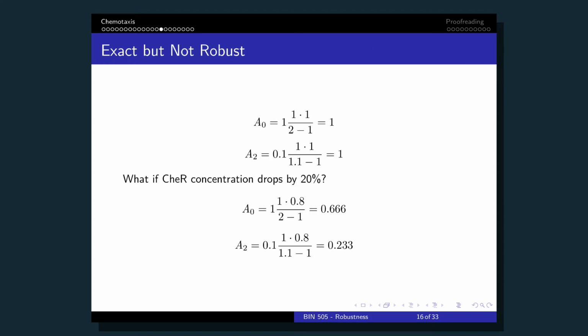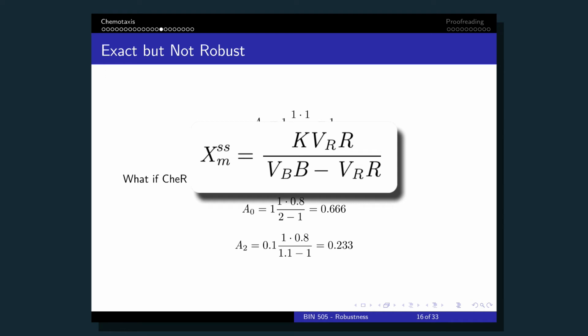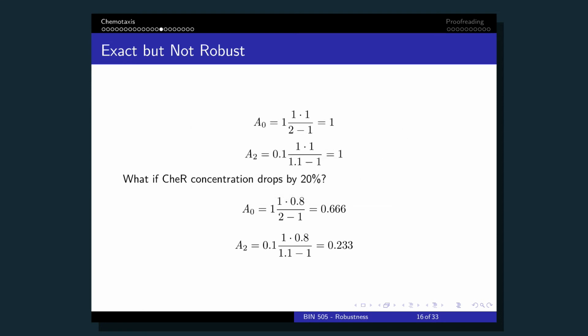Now the problem with the fine-tuned model, and the reason it's called the fine-tuned model, is that it stipulates that VB and the change in VB is fine-tuned against what VRR is. Remember that the steady state level of methylated receptor is a function of VRR and VBB, and we essentially solved for VBB by setting VRR to, in this case, 1. The problem with that is it's not robust. It's not robust in two ways.